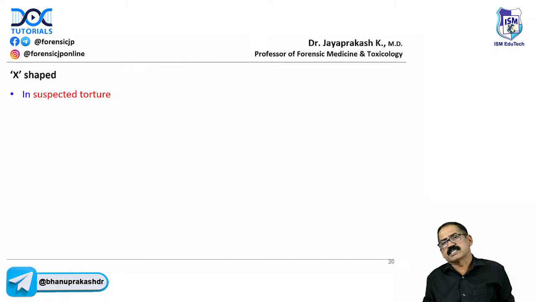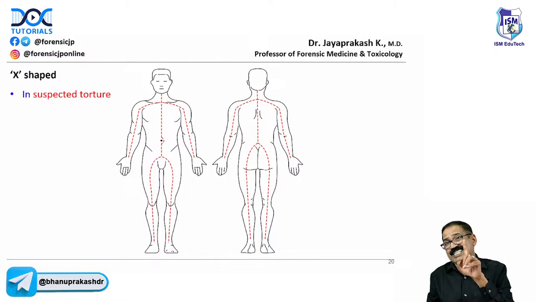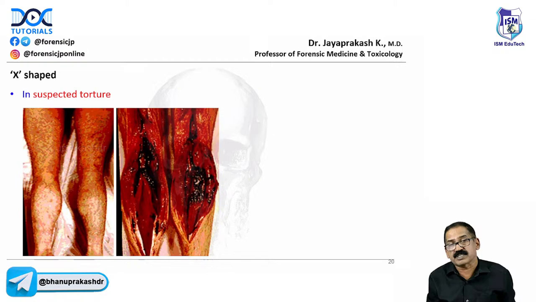Wrist down, back also same. You are removing the skin of the entire body. Done is suspected torture. For example, look here. Absolutely no injury, but once you open, you can see multiple contusions.